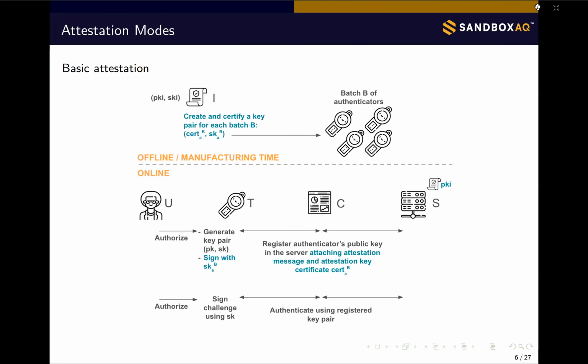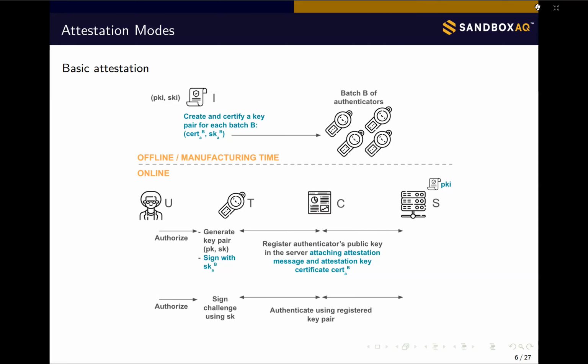Then we have the attestation mode basic, which is also known as batch attestation. And here we have two phases. In the offline phase, or during the manufacturing time, we have an issuer that creates an attestation key pair and certifies it, and it is stored in a group, a batch, of authenticators. So let's say that every 1,000 authenticators of the same manufacturer will be sharing the same attestation key.